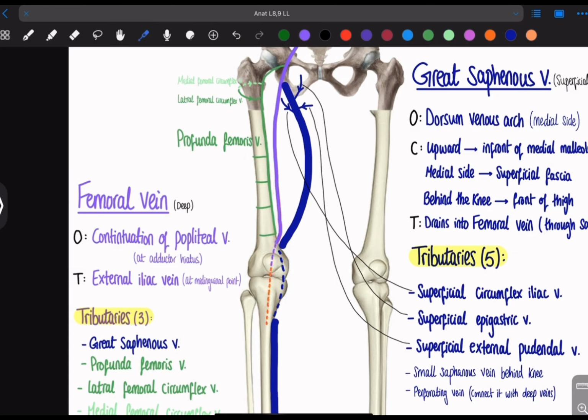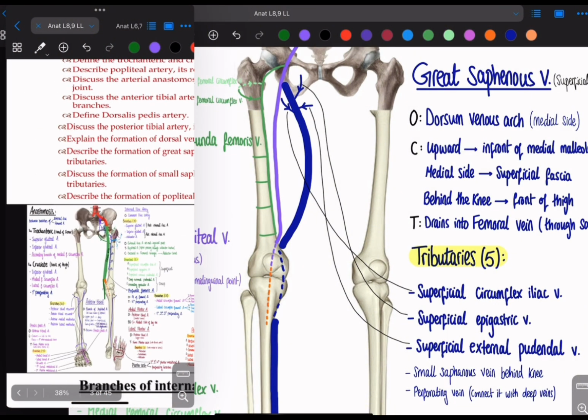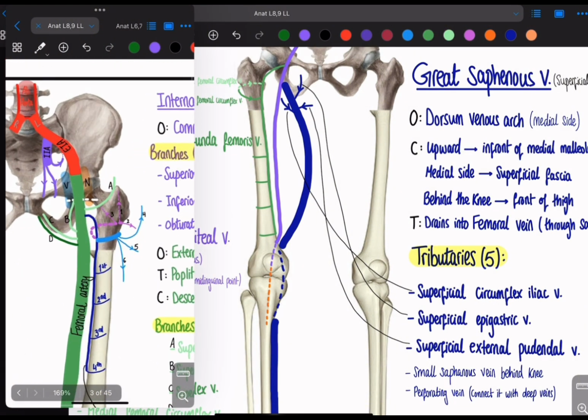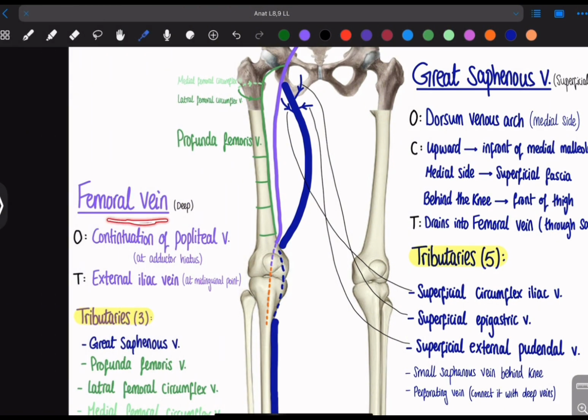Okay, once it comes anteriorly here, we know that the origin is a continuation of the popliteal vein at the adductor hiatus, and it terminates where? It terminates into the external iliac vein. Remember in the artery we said the femoral artery originates from the external iliac artery. Right? So in the vein it's the same thing but the opposite. The femoral vein is gonna terminate into external iliac vein.